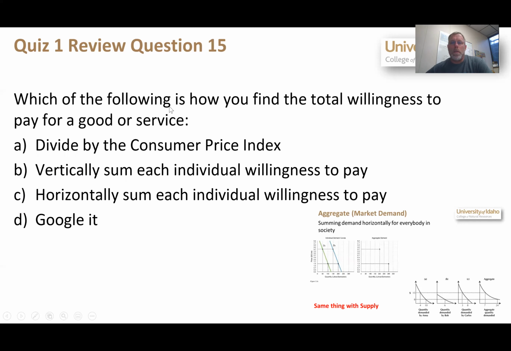Which of the following is how you'd find the total willingness to pay for a good or service? A, divide by the consumer price index. B, vertically sum each willingness to pay. C, horizontally sum each willingness to pay. Or D, Google it. You would sum horizontally. We look at everyone's willingness to pay, and then sum across them horizontally to get the total. That's what we're showing down here in the bottom right.